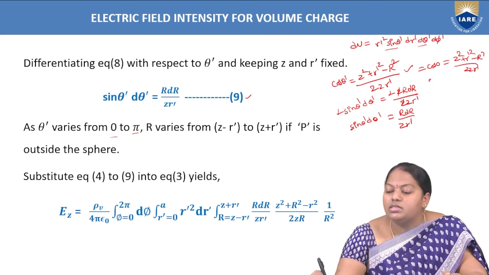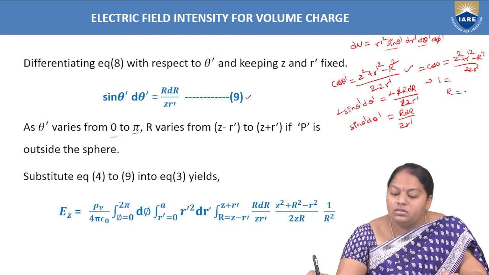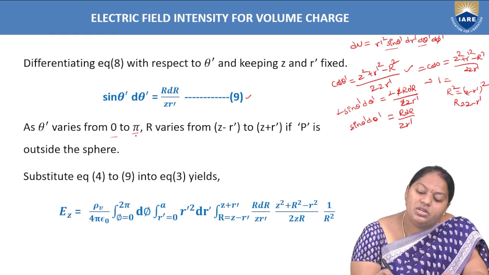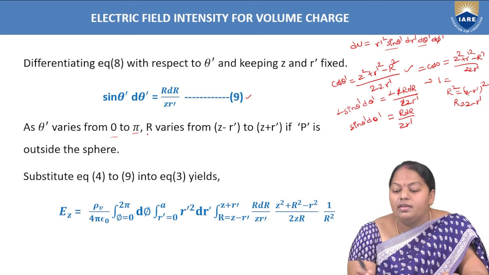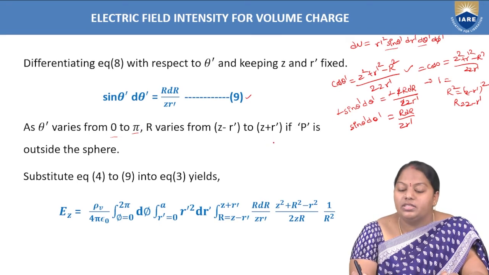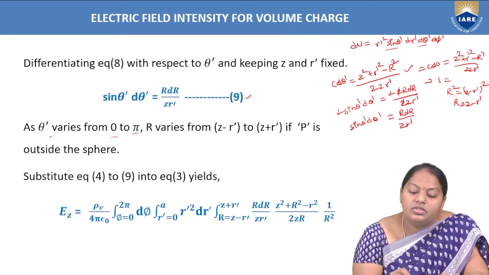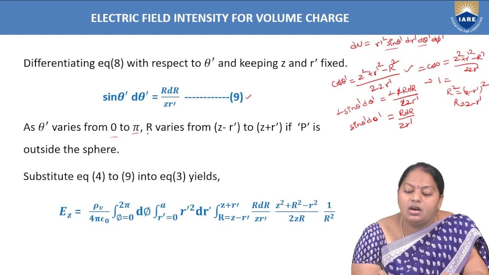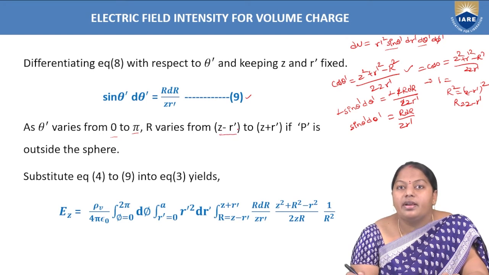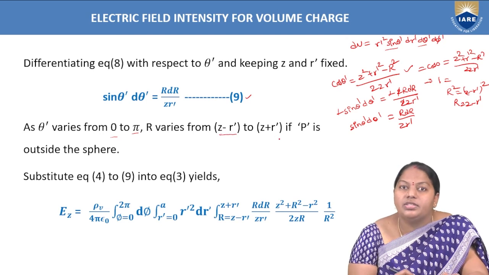Now cos 0 has the value 1, which is equal to... Now if you simplify like that, capital R squared becomes (z minus r dash) whole squared, then R equals z minus r dash. Similarly, if you substitute pi in place of theta dash, then it becomes z plus r dash. Like that, as theta dash varies from 0 to pi, R varies from z minus r dash to z plus r dash.